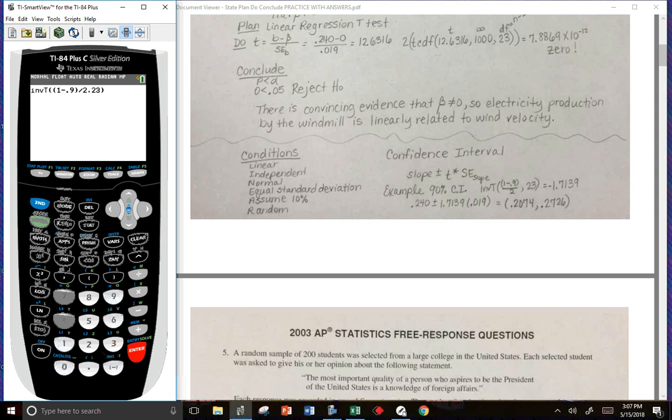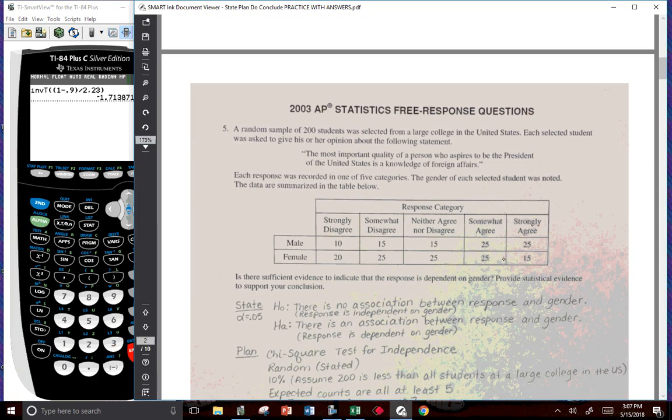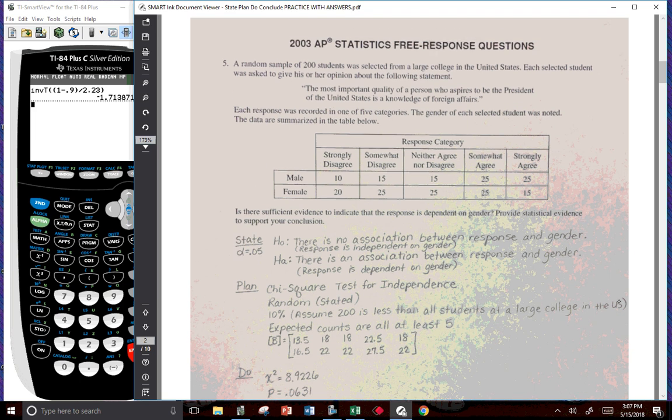The gender of each selected student was noted. The data are summarized in the table below. Is there sufficient evidence to indicate that the response is dependent? Dependent's a big word also for chi-squared, isn't it? Don't we have a chi-squared test for independence? And dependent, independent goes together? Okay, so provide statistical evidence to support your conclusion. State, plan, conclude, okay?